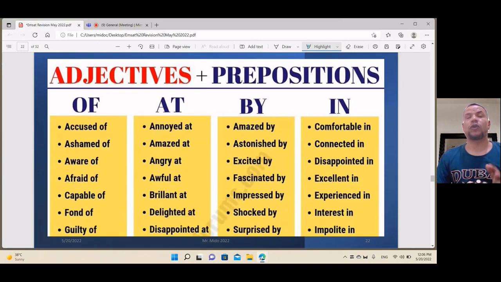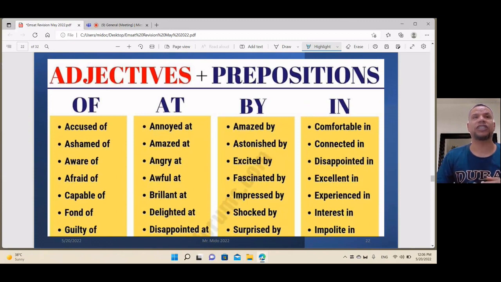Number 5: adjectives plus prepositions, because I'm talking about prepositions now. And this section is essential. Please, you will find more questions in section 1, the grammar section. You will find a lot of questions about adjective plus preposition. It will give you the preposition, and you choose which adjective to use, A, B, C, D.